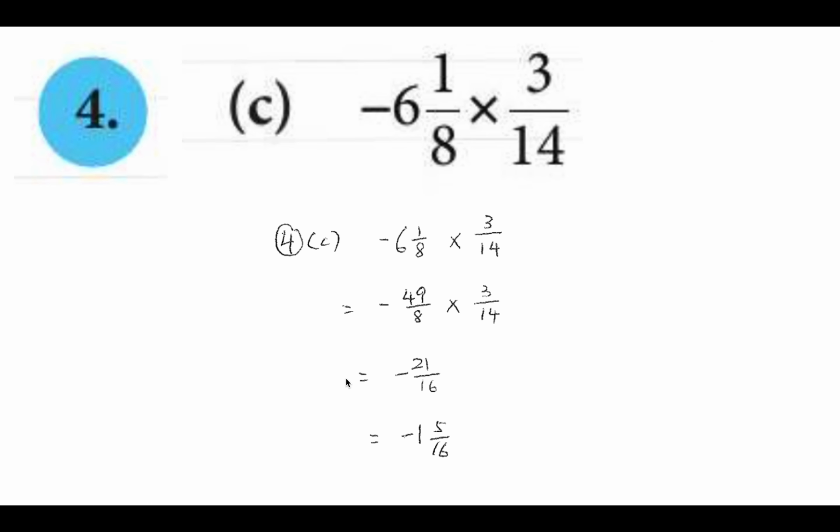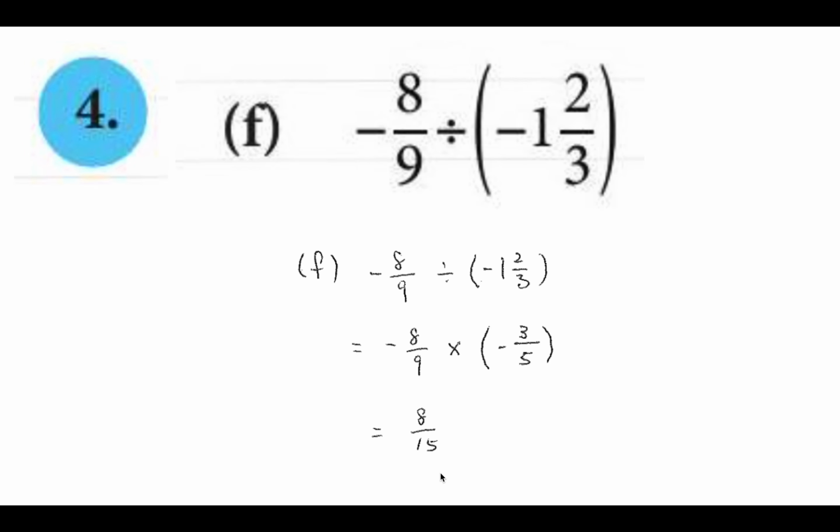Next question, question 4C, we have negative 6 and 1/8 times 3 over 14. So for multiplication, the same thing. The first step is always to make the mixed number into improper form. So we have negative 49 over 8 times 3 over 14. So once we have that, we can just do a quick comparison. Numerator multiply numerator, denominator multiply denominator. Then after that, reduce it to the lowest term, we get negative 21 over 16. Writing it in mixed number, it will be negative 1 and 5 over 6.